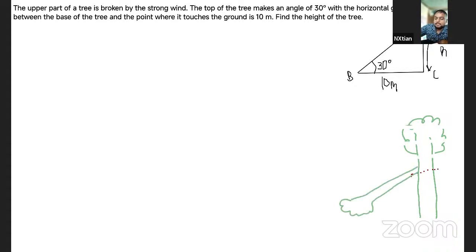The tree was like this, but now because of the wind, it got broke and it makes the angle like this. And the top of the tree touches the ground. They make an angle with the base as 30 degrees, as Hannah makes. And the distance between the top of the tree and the base of the tree is 10 meters. This is the question.